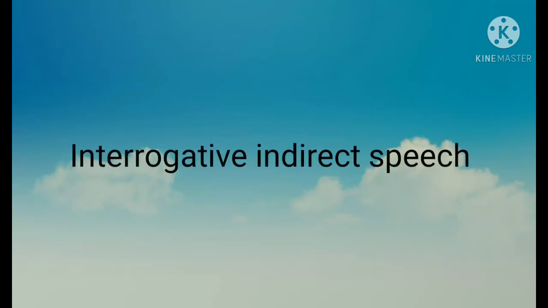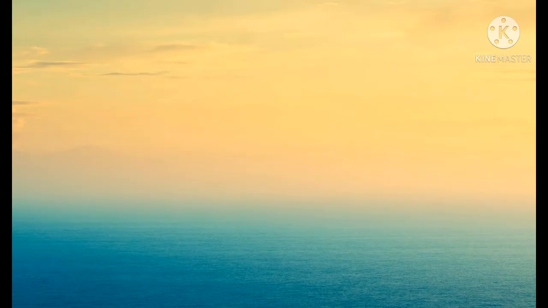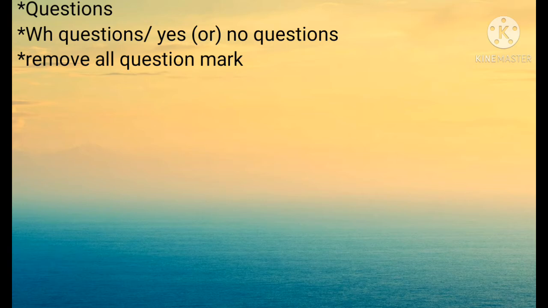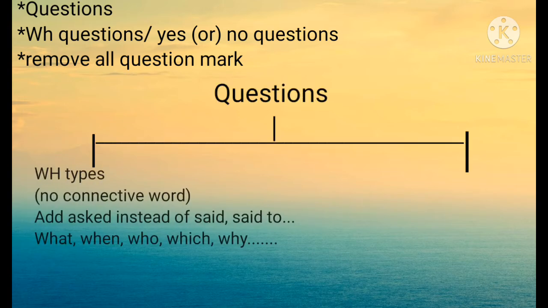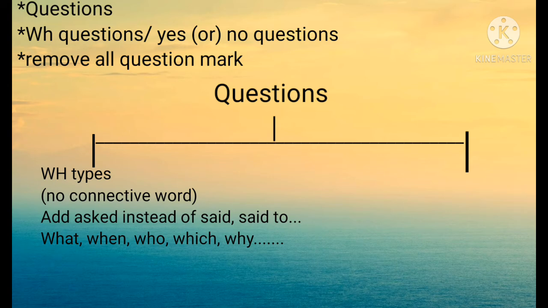Okay, children, now we are going to learn how to change direct interrogative sentences into indirect interrogative sentences. First, I am going to teach you some rules which must be followed while converting interrogative sentences into indirect speech. Interrogative is nothing but questions. Questions are of two types. They are WH questions and yes or no questions.